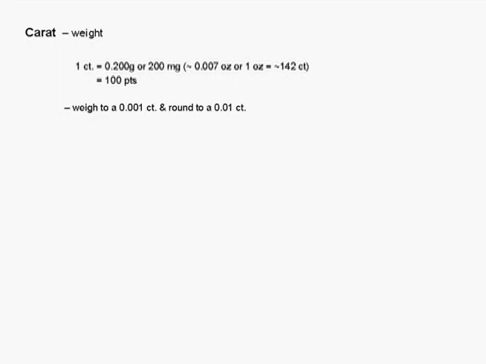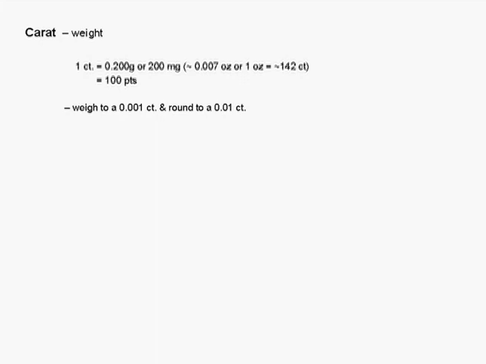The last C is carat, or the weight. And 1 carat is 0.2 grams, or 200 milligrams. Or if we look, 1 ounce is about 142 carats. And carats get divided into 100 points. And when they weigh them, what you do is you weigh out to the thousandth position, and then you round to the hundredth. Okay? So you weigh it out to the thousandth, and you round to the hundredth.